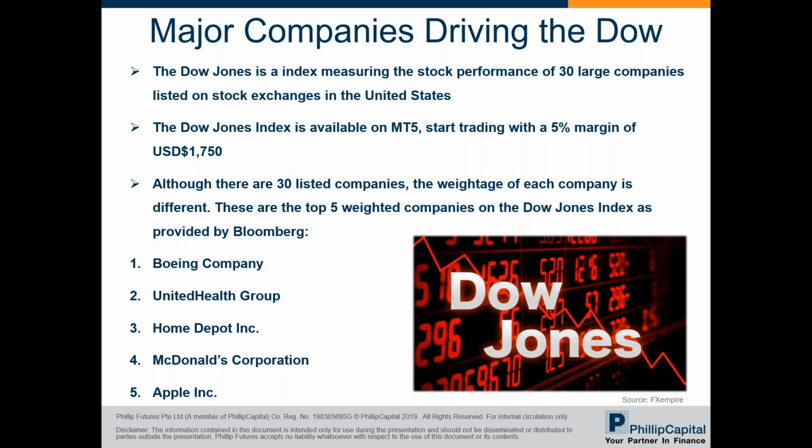There are 30 listed companies, and the weightage of each company is a little bit different, as with any index. The top 5 weighted companies on the Dow Jones index are Boeing, United Health, Home Depot, McDonald's, and Apple. If you're interested in some of these stocks and you don't want the full risk of the price dropping a lot, maybe you can start with an index.